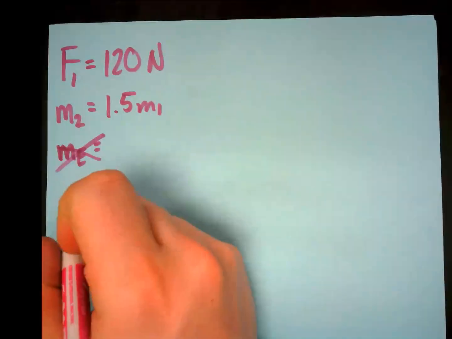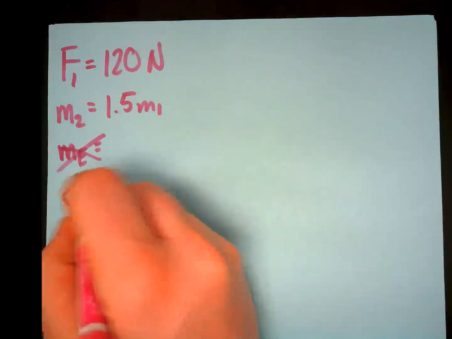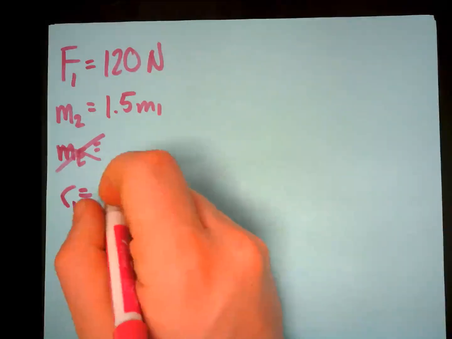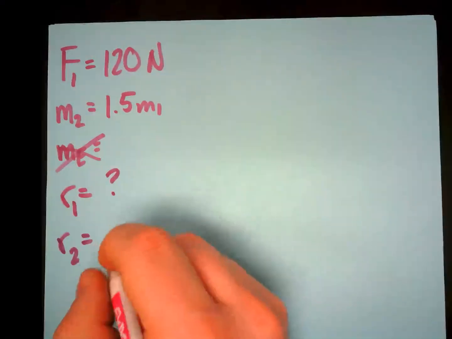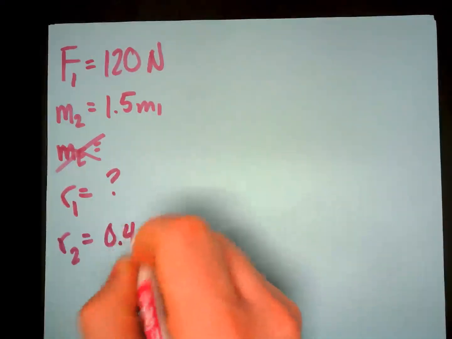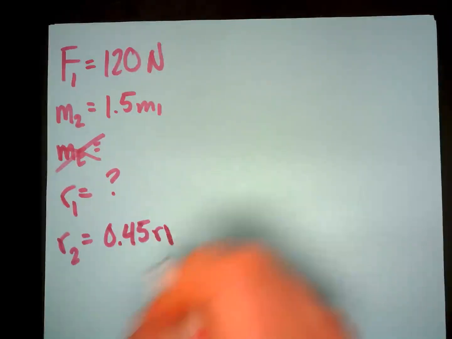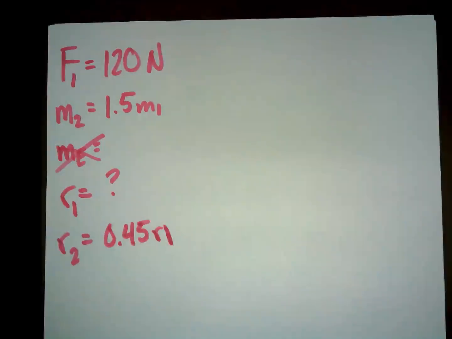What else do we need? Well, we need to know the radius of our first object, which we don't know, but we do know the radius of our second object is going to be just almost half of R1. That's R1, so it's this one up here. So this is pretty much all that we're working with here.